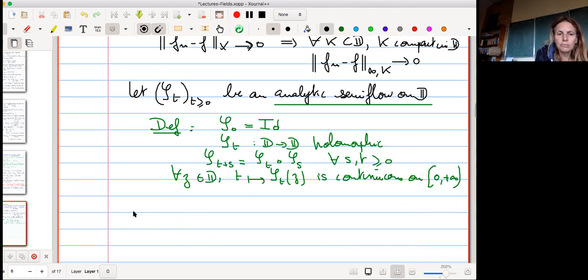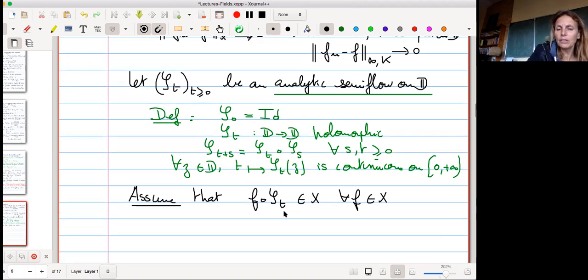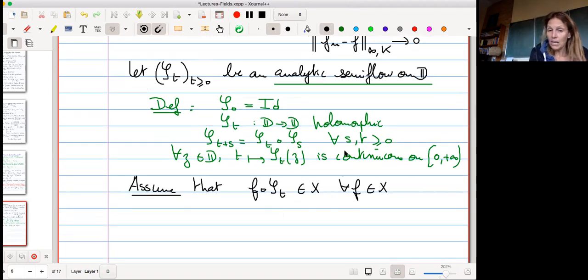Now we assume moreover, because it's not something which is obvious, that when we compose phi t with a function f in X, we get f composed with phi t, and this composition is still in X. So we assume that once we compose with phi t, if f is in X, this composition is still in X.